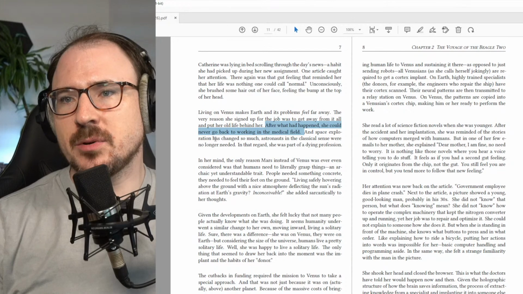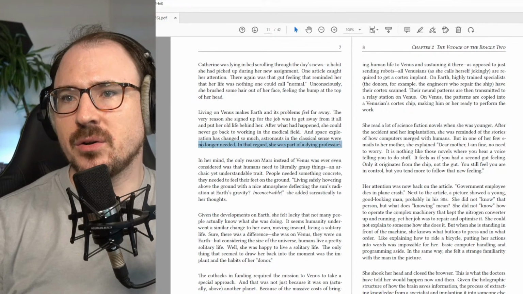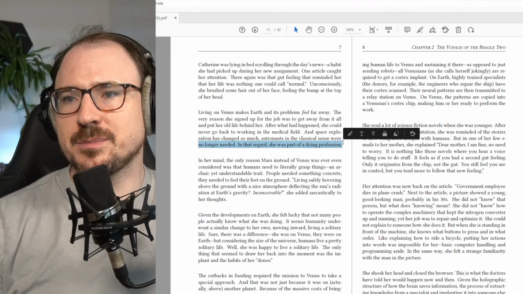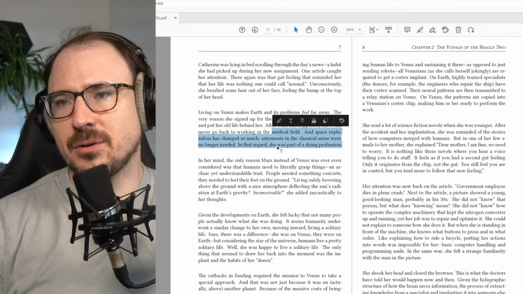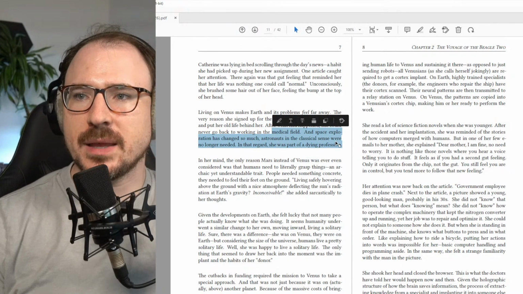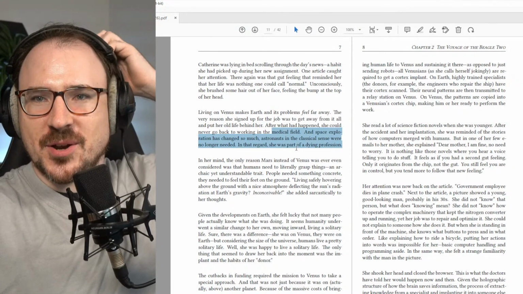And space exploration has changed so much. Astronauts in the classical sense were no longer needed. In that regard, she was part of a dying profession. Okay, this doesn't work. For one, she works in the medical field, but then she says she's an astronaut. So Clemens from 2 years ago, make up your mind.